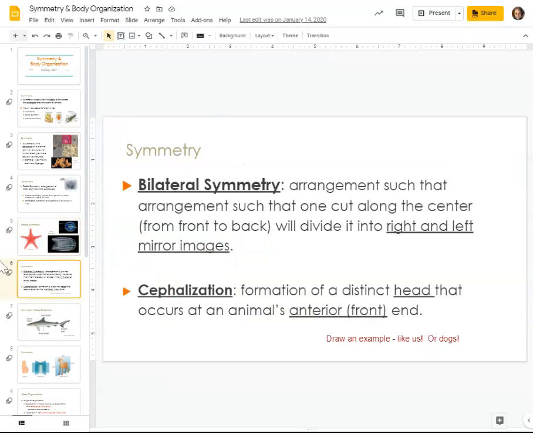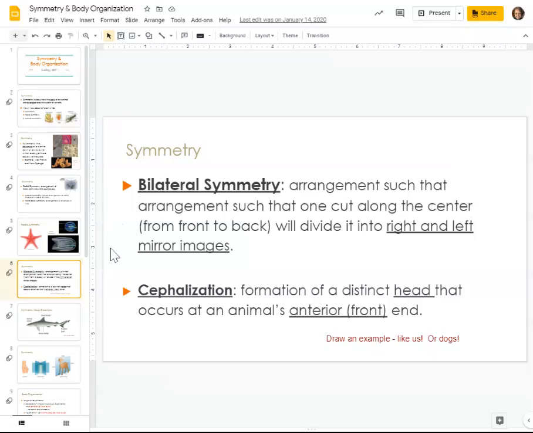All right, the next kind of symmetry we're going to look at is bilateral symmetry, and this is like us, right? This is like humans or dogs or elephants. If you cut down the middle from top to bottom, you're going to divide it into a right half and a left half, and they're going to be mirror images. So in your mind, a human right down the middle has a left and a right that are generally mirror images, right? Not necessarily perfect mirror images.